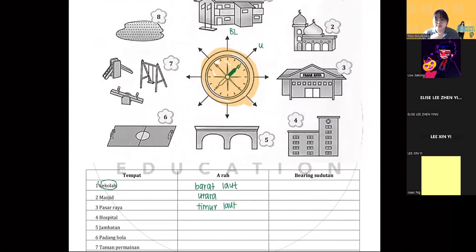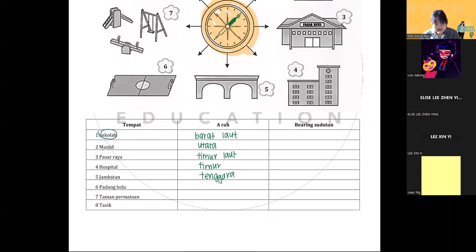All right, and then the next one. Timur, yes. Followed by Jambatan, the bridge. The bridge is what? Timur. And after that is what? Tenggara. Okay, I found that y'all like to forget about Tenggara. And then followed by what? Selatan, yes. One more thing, be very careful about your spelling for Selatan, because I saw a lot of people spell it wrongly. Selatan, S-E-L-A-T-A-N. How about Taman Permainan, the playground? Barat Daya.